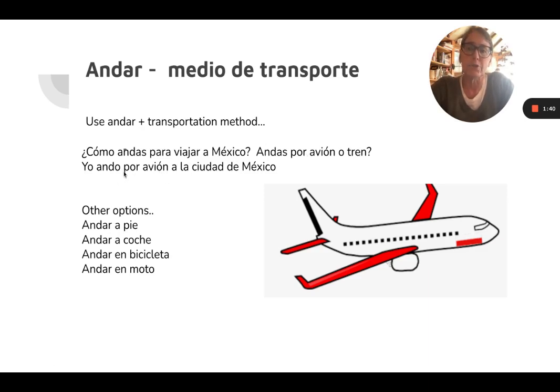Yo ando, so it's an AR verb. In the present tense, it's normal. Yo ando por avión a la Ciudad de México. You can also get other places by foot, by bicycle, by motorcycle, by horse, whatever, by vehicle. So you'll say ando en bicicleta, ando en moto, short for motocicleta. Those are all acceptable ways to do that too.